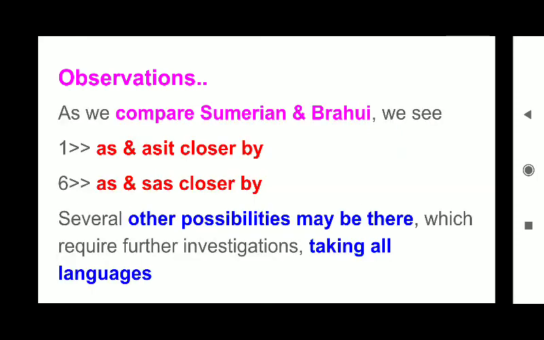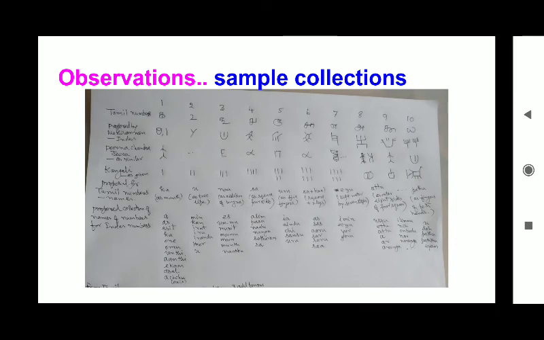confidence. And when we compare Sumerian with Brahui, we see numbers 1 and 6 are very similar, as Asit and Sas. And we could also relate, as we have seen, that the numbers from Indus could have spread all over the world. We could collect the numbers for each 1 to 10 as was or as is spoken, and we can use these collections as starting sets to identify and to corner the Indus numbers.